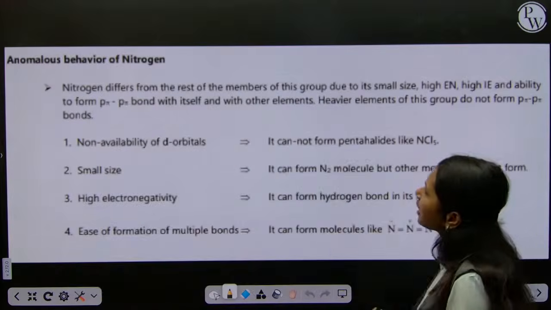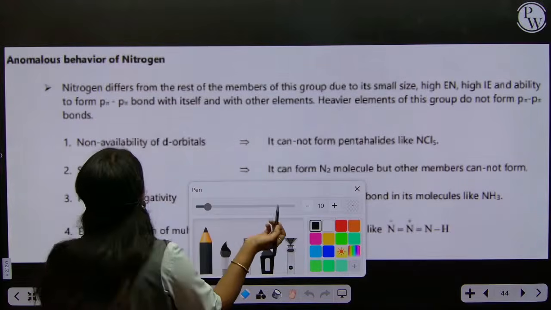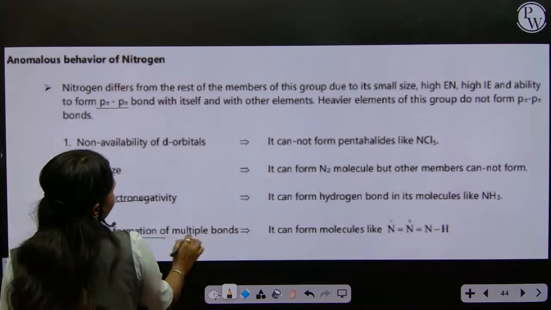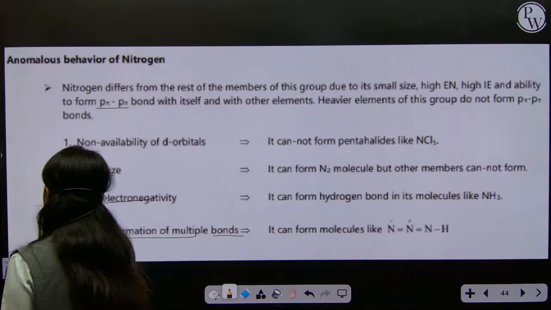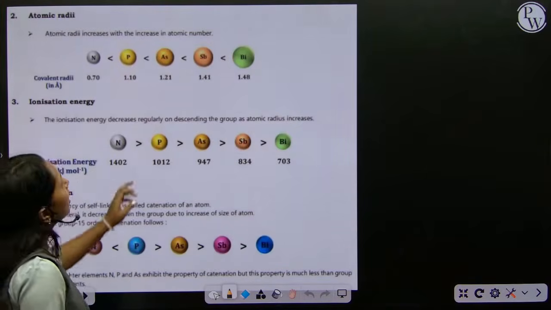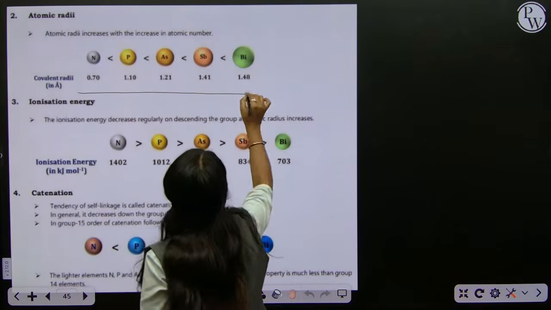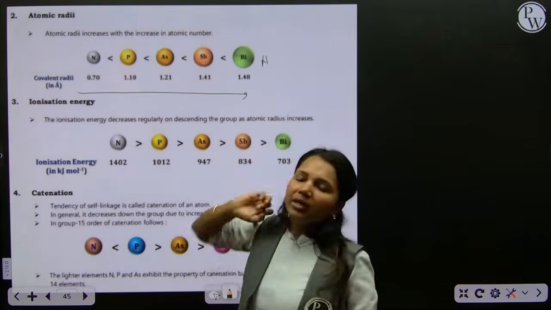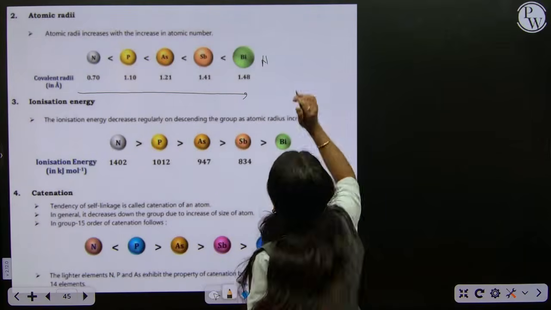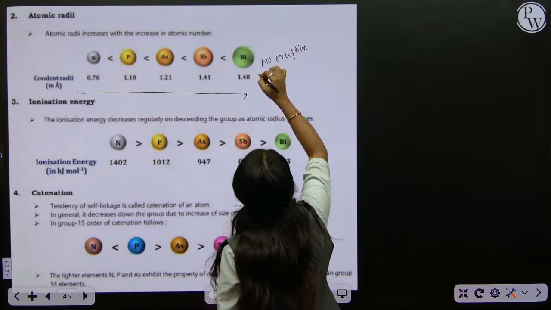After that, we have the anomalous behavior of nitrogen, which we have discussed already. Nitrogen forms p pi-p pi bonds because of small size, high electronegativity, and ease of formation of multiple bonds. Then we have atomic radii, very important: nitrogen, phosphorus, arsenic, antimony, bismuth. There is no exception here. Whenever you are doing these topics in the notebook, you can mention there is no exception here.